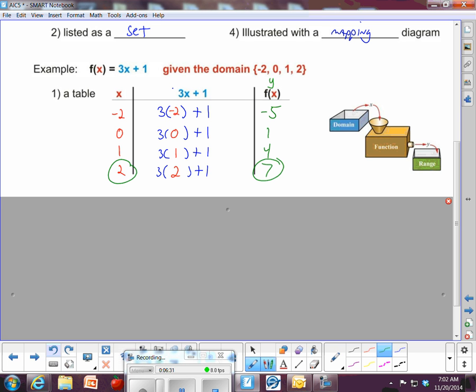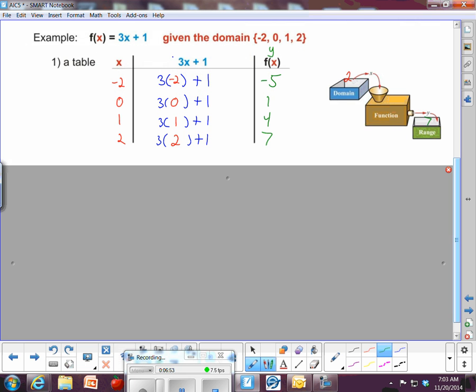Or you can think of it this way: input 2, what do you output? 7, right? Look at the graphic over here on the right. So we're going to input 2. It's going to go through the function machine, and what do we end up with? We output a 7, right? Input 2 and output a 7. All right, so that's the table.